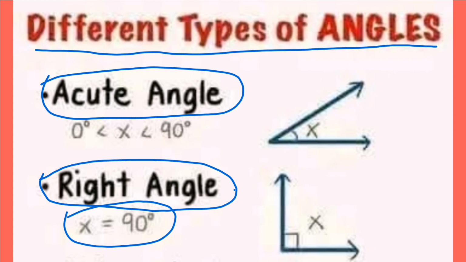Geometrically, acute angle is expressed like this, and right angle is expressed like this. More clearly, this is a right angle, this is a right angle, and this is a right angle.